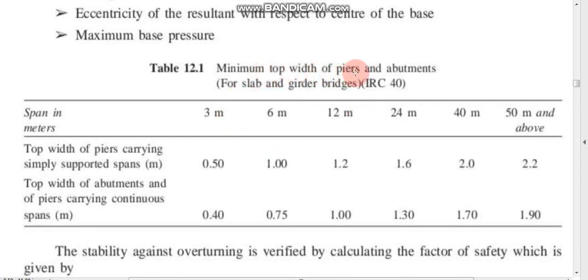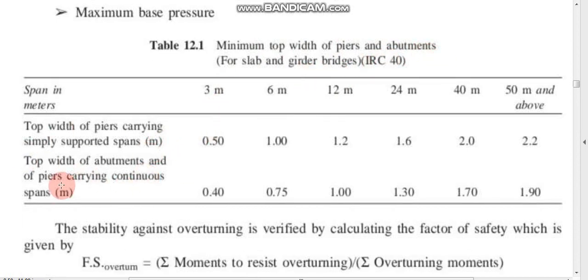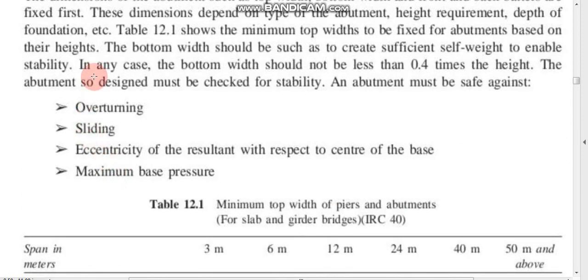This is the minimum top width of the piers or abutment; piers we will consider afterwards. So the width of the abutment and a pier carrying continuous spans: this is for 3 meter, 6 meter, 12 meter, 24 meter, 40 meter and 50 meter spans. And these are the top widths of the abutments required. For 3 meter it is 0.40, 0.75 like this. As per this IRC 40 table, the top width of the abutments is fixed. In any case, the bottom width should not be less than 0.4 times the height.